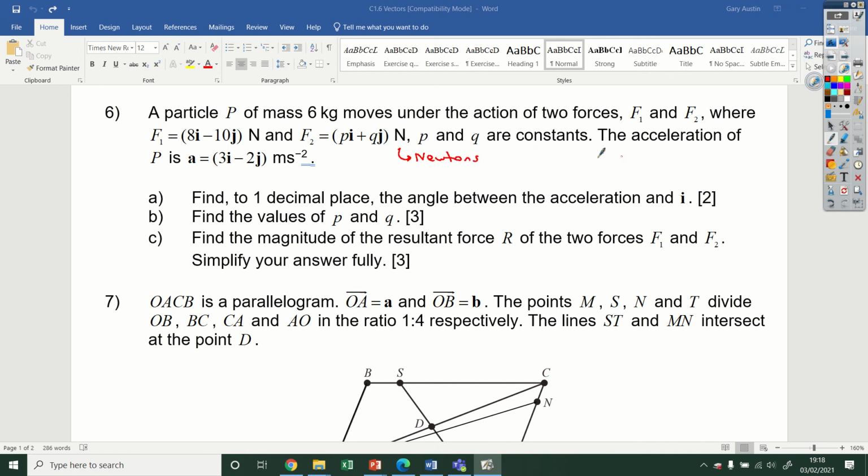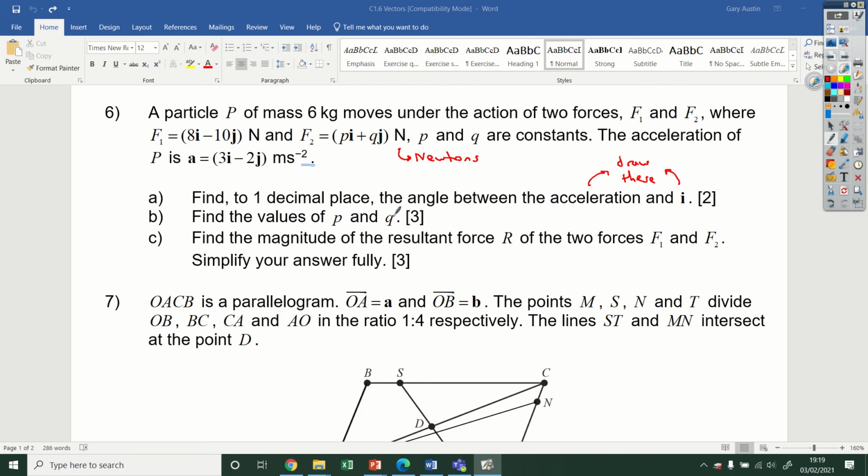Okay, the acceleration of this particle is A, which is 3, minus 2 meters per second squared, and that's our acceleration units, meters per second squared. Find to 1 decimal place the angle between the acceleration and i. So what I would do with this is I would draw both of these, and that gives you a diagram on which you can put this angle that goes between the 2 vectors, and you can work those out.